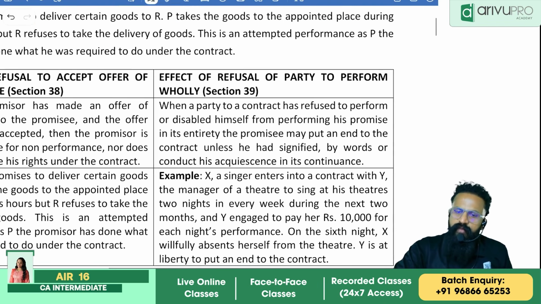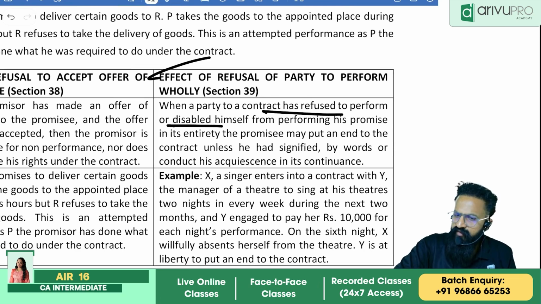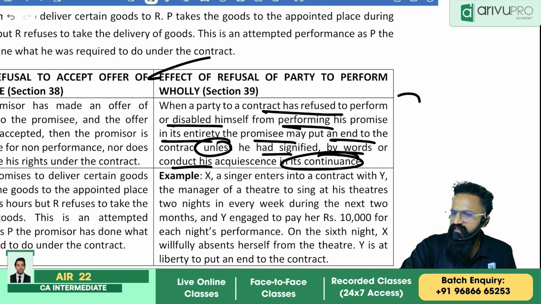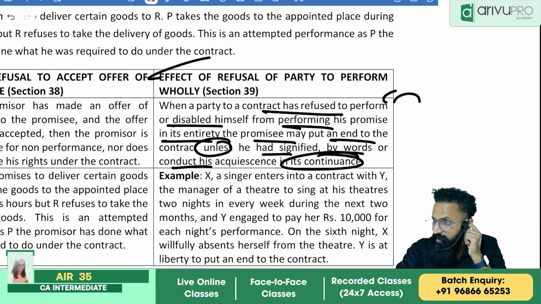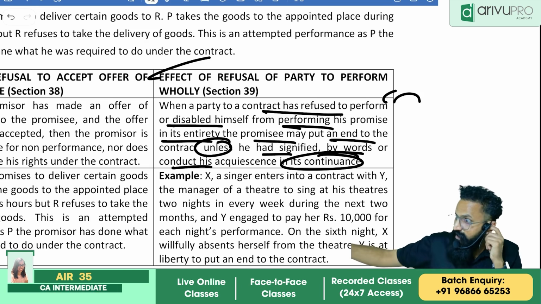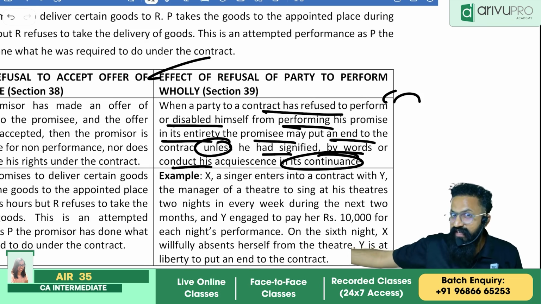Effect of refusal of party to perform. When a party to a contract has refused to perform or disabled himself from performing his promise in its entirety, the promisee may put an end to the contract unless he had signified by words or conduct his acquiescence in its continuance. What is this? Remember, if a singer said he will be performing for a certain period of time and he did not come, I have a right to put an end to the contract.